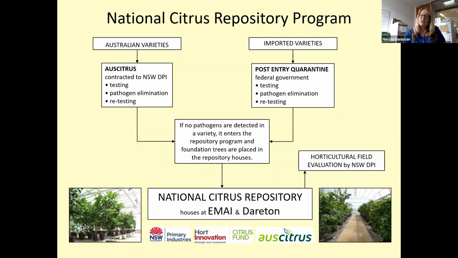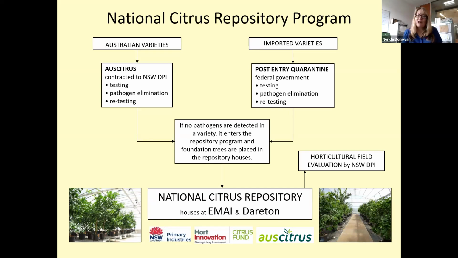We've got the National Citrus Repository Program. So those imported varieties that go through post-entry quarantine, they do the testing, we eliminate pathogens by shoot tip grafting, and then they retest. And if no pathogens are detected, then that becomes the foundation tree or the mother tree for that variety. It's the highest health status tree of that variety in the country. It's put into a national citrus repository.